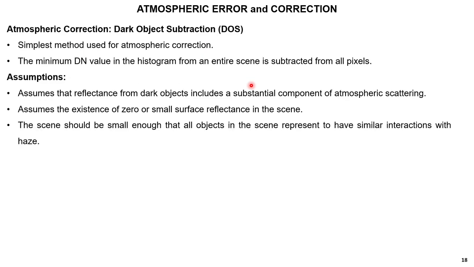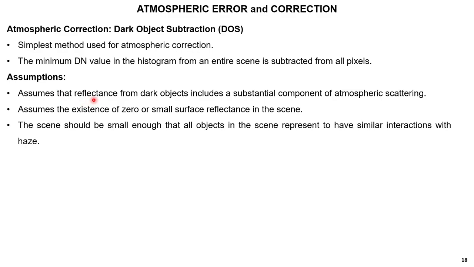Okay, we'll move to the atmospheric correction part. There are several methods, and one very common method which generally everybody uses is the dark object subtraction method. It is the simplest method. The concept is that we take the minimum DN value from the data and then subtract it from all the pixels. We will see how to do that.